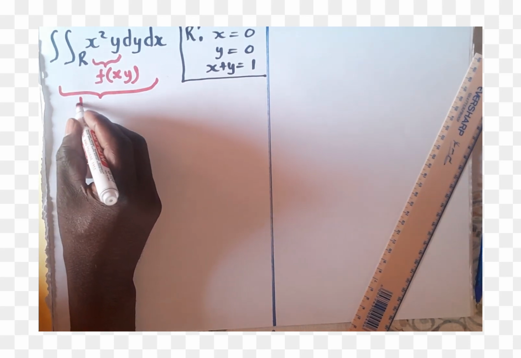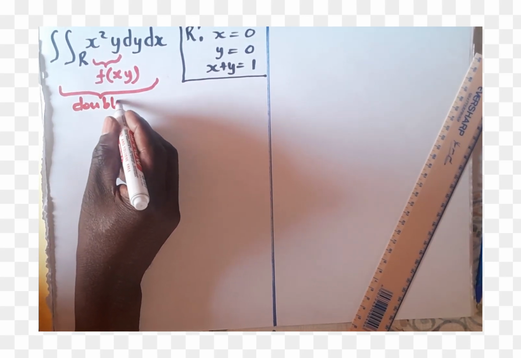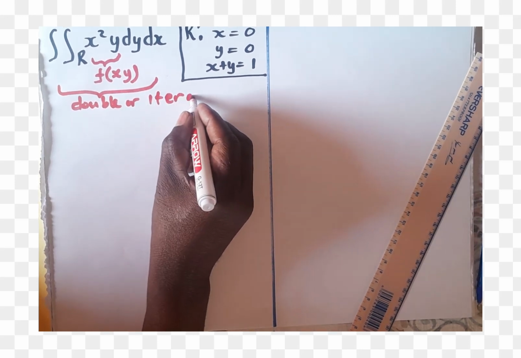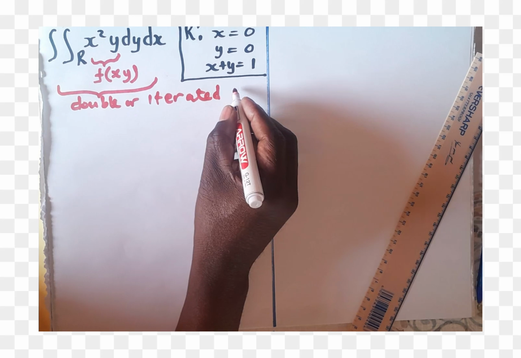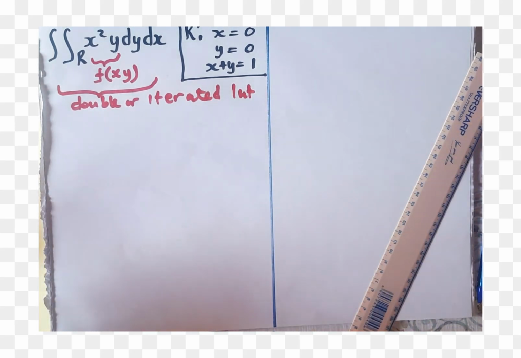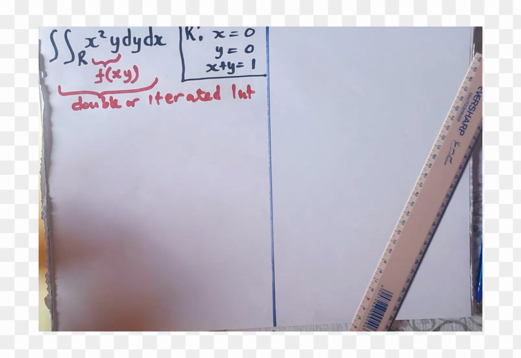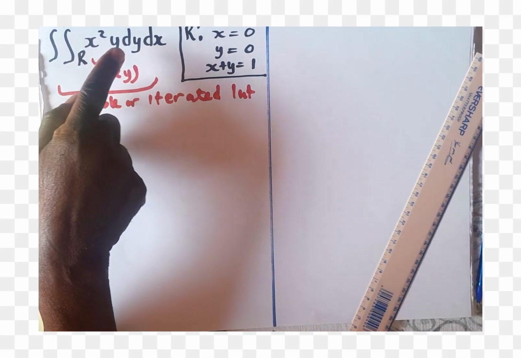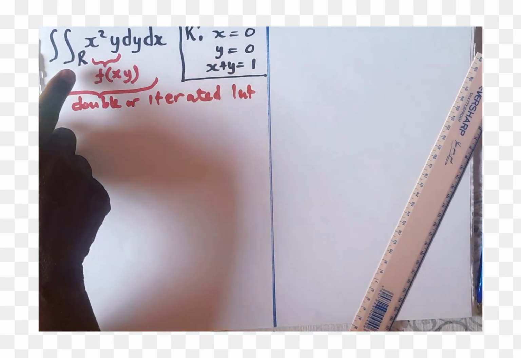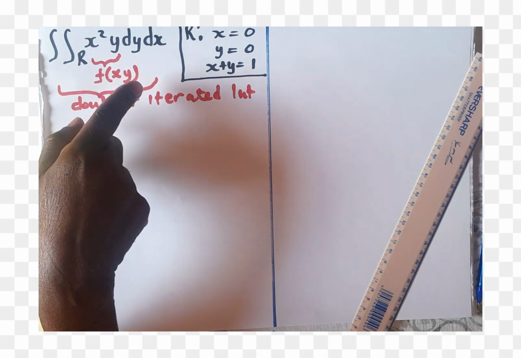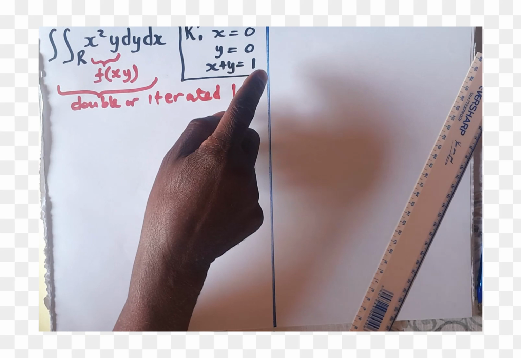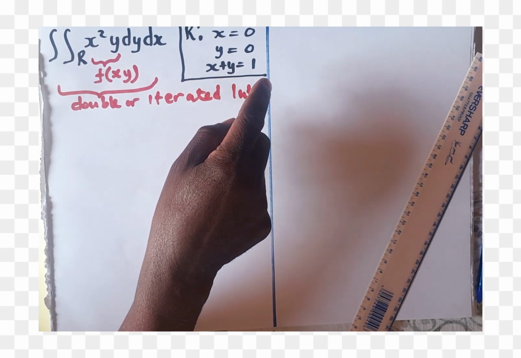So this is a double, or iterated, integral. My pen is not writing pretty. It's splashing ink all over the place, but sorry about that. I hope you can read what I'm writing here. So here is our double integral where we are integrating with respect to both dy and dx. And what we are integrating is f of xy over the region R, bounded by these lines x is 0, y is equal to 0, and x plus y is equal to 1.